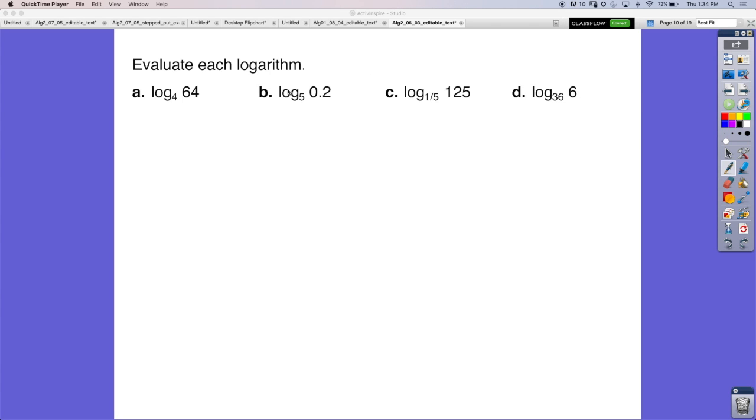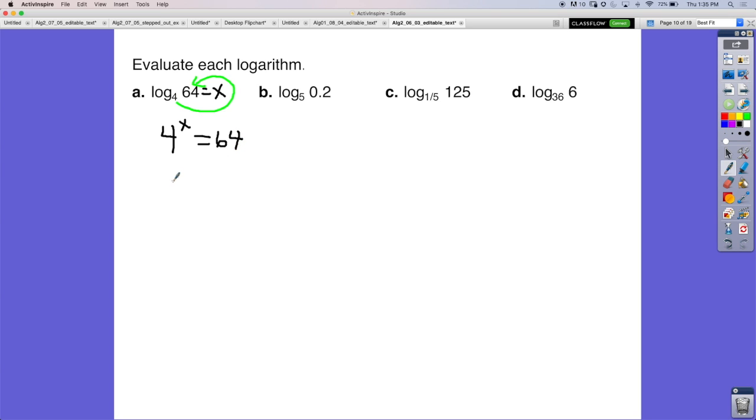We're going to evaluate the logs. The first thing we're going to do is make it equal x, because in order to do our little swoosh, we have to do the x. Okay, I'm going to change it to green. I'm going to do my little swoosh. Okay, now I'm going to rewrite it. So it's going to start with the base, 4 to the power of x equals 64. Good.